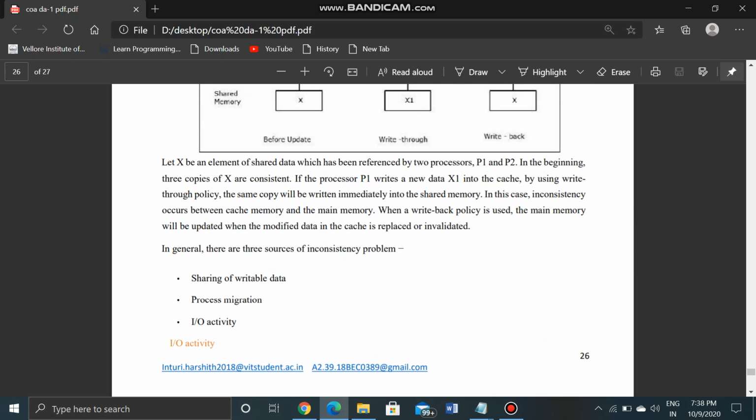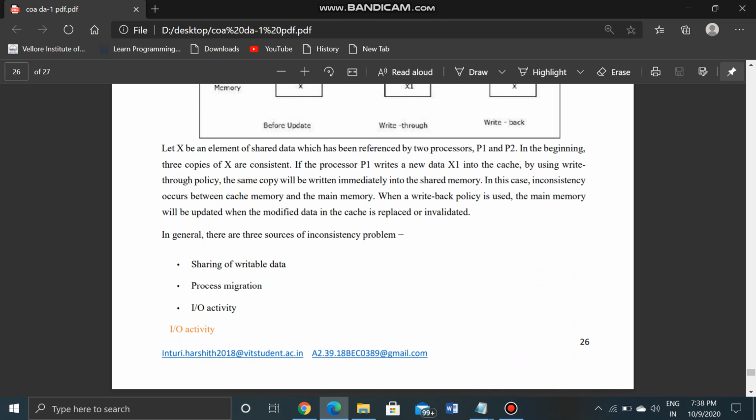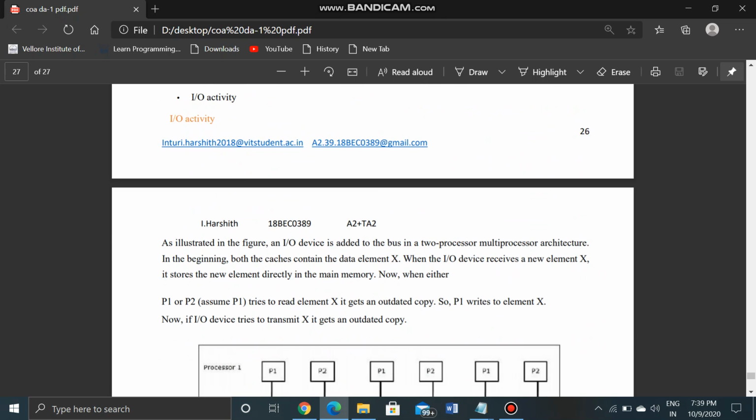So in general, there are three sources of inconsistency problems: sharing of writable data, process migration, and I/O activity.